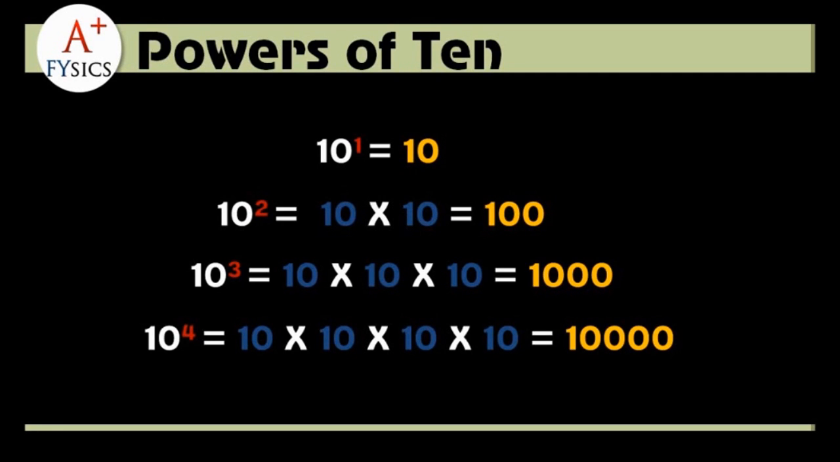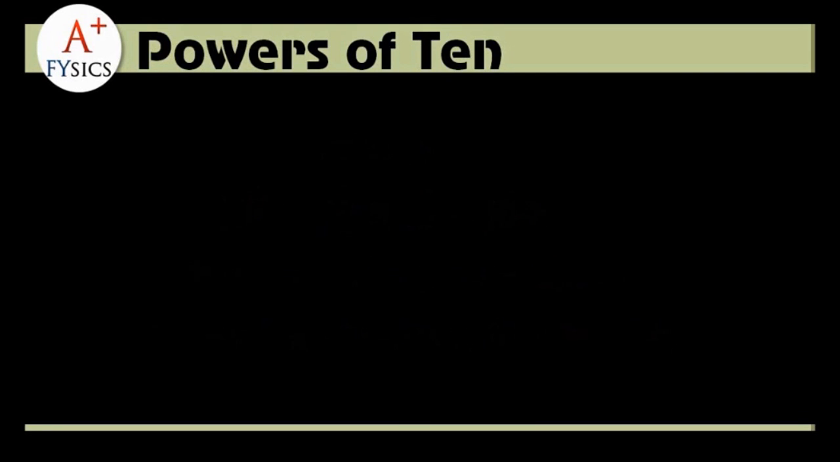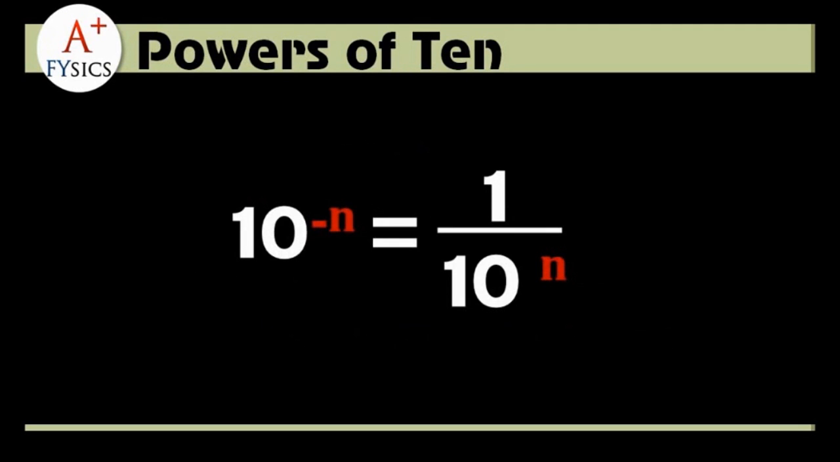And 10 to the power of 4 is 10,000. Notice that 10 to the power of 4 is 1 and 4 zeros, and 10 to the power of 3 is 1 and 3 zeros, and 10 to the power of 2 is 1 and 2 zeros, which means that when you want to write 10 to the power of some number as a regular number, just write 1 and make the number of zeros match the power. If I write 10 to the power of 6, then it's just 1 and 6 zeros. These are all positive powers.